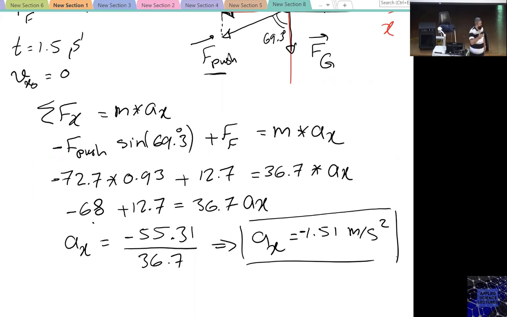Can somebody tell me why we got an acceleration to be negative, and what does that mean? What does a negative acceleration here mean? Yes. They're going backward. They're accelerating backward. Exactly, like you're driving your car, accelerating but going backward. So we found the acceleration in the x direction, based on our positive coordinates, it is accelerating backward.